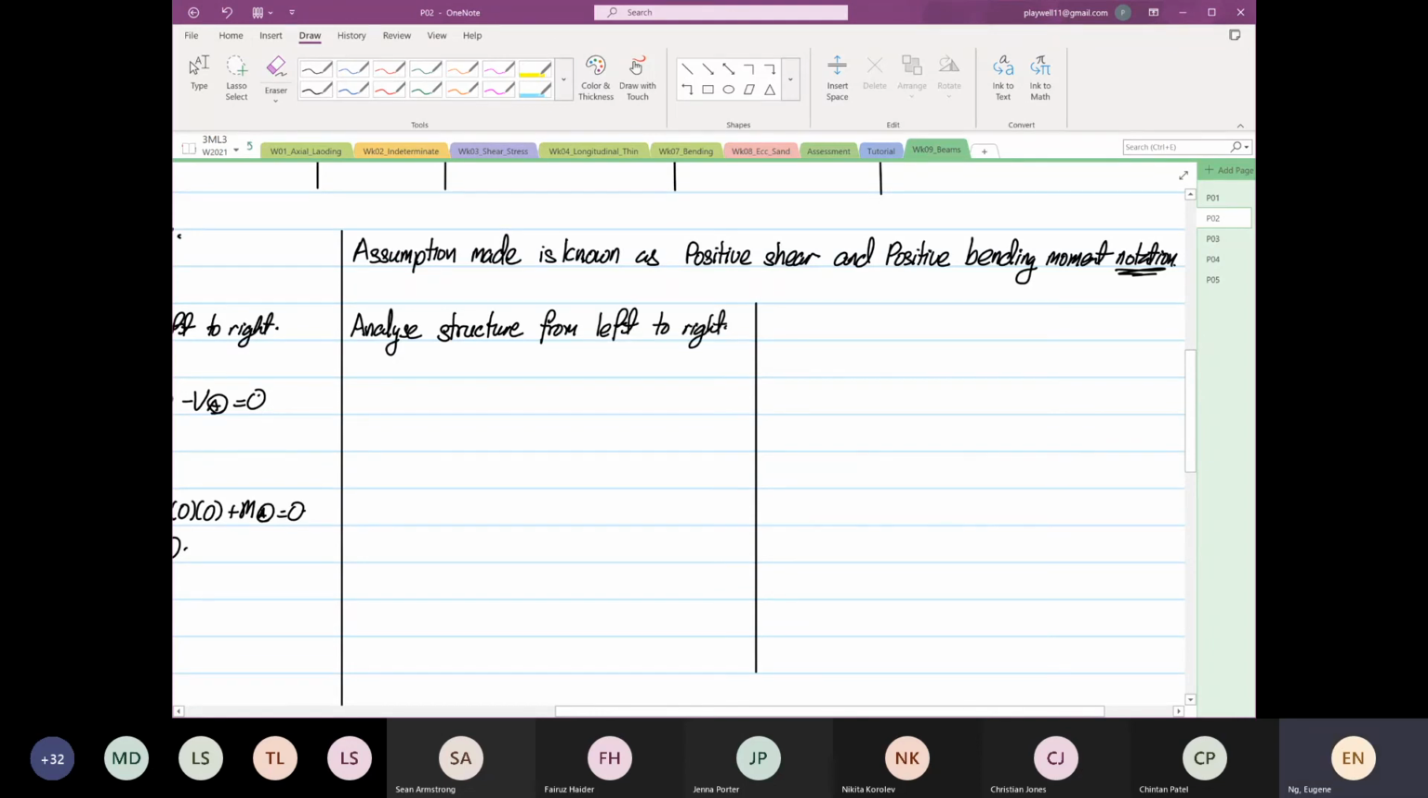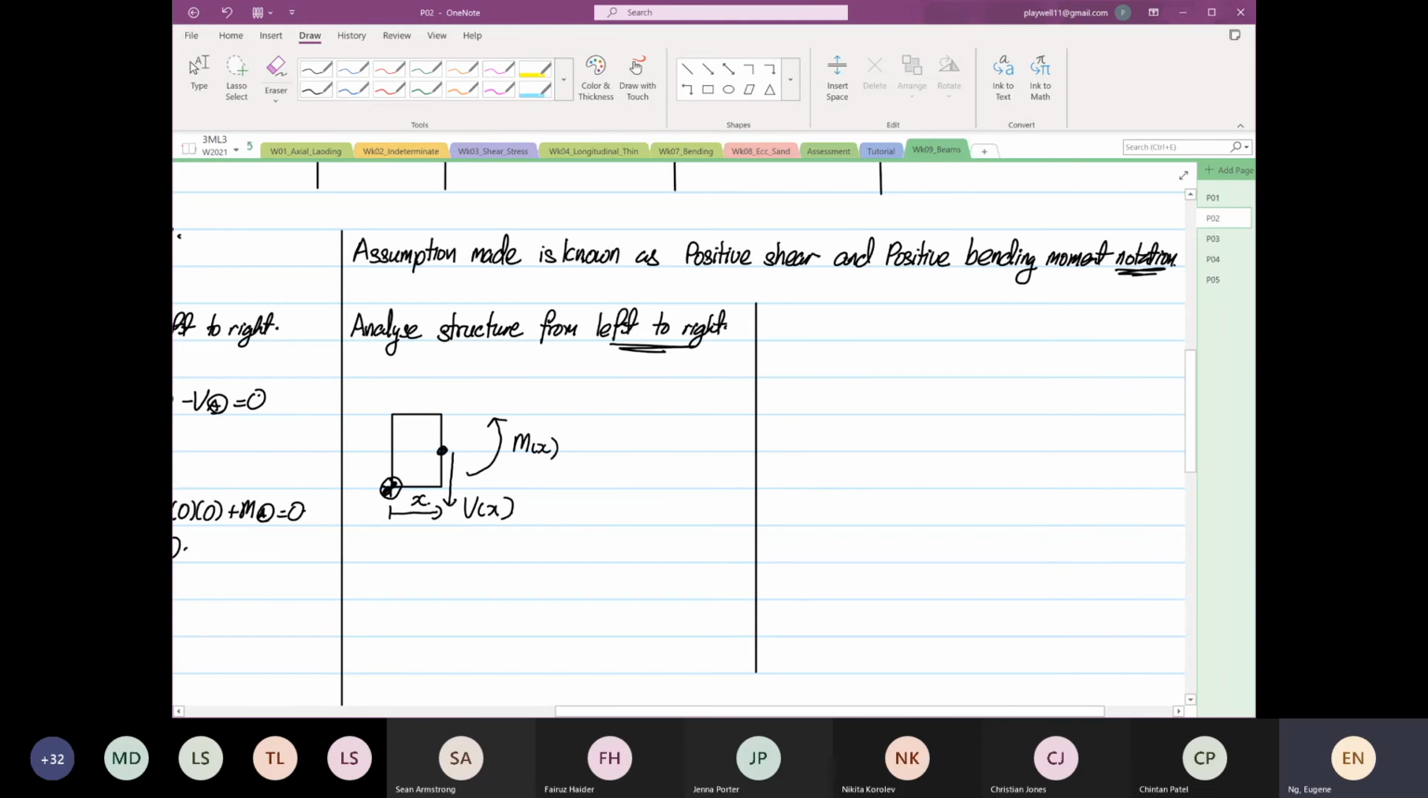okay. So what do I mean by left to right? Okay, so this is our structure, right? This is where our datum is. This is X, and this is left to right. So down here, you know that it's left to right. So in positive shear and positive bending moment, V is always going this direction. M is always going this direction.